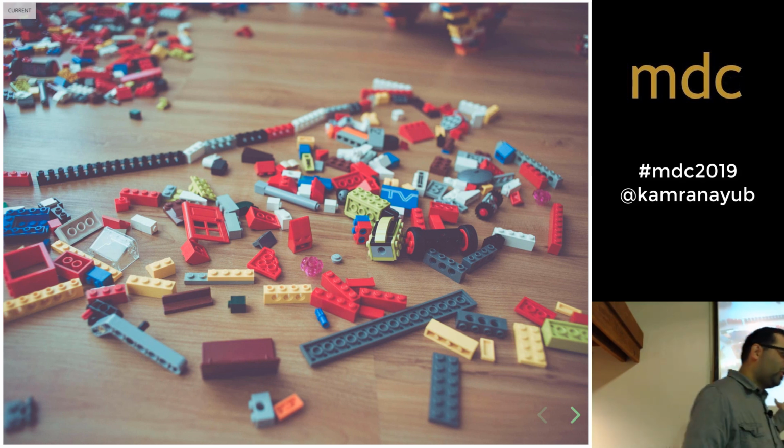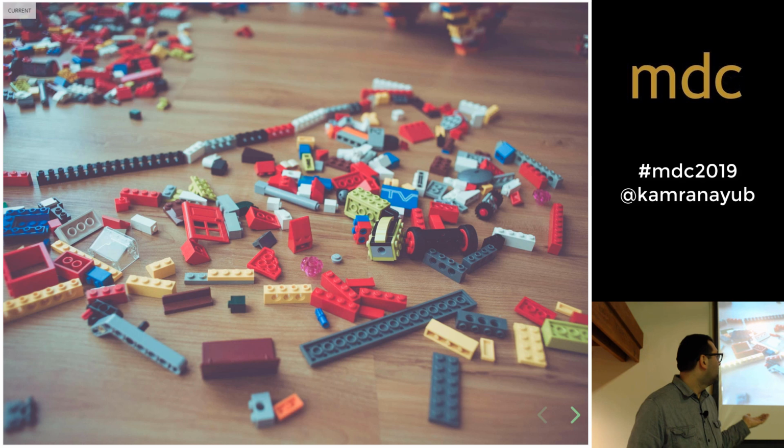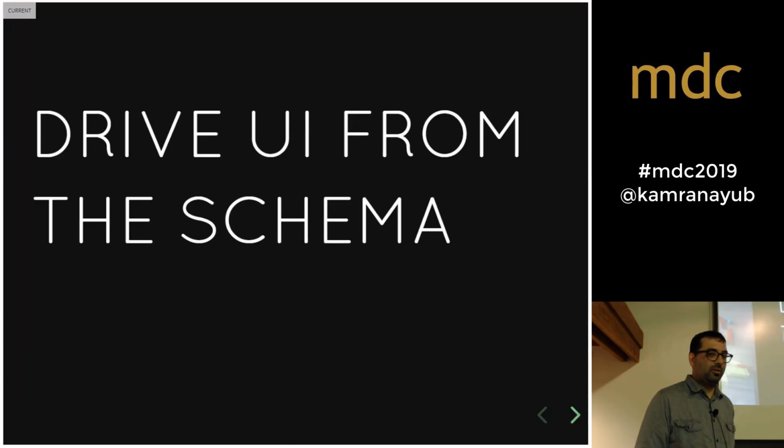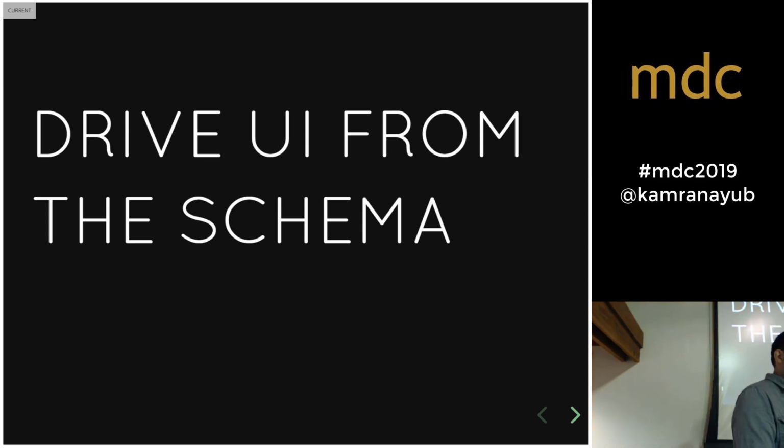Great. So I just showed you the end result. We have these building blocks. We've designed our schema, but like, how do we go from A to Z? How do we go from raw data from a database or external APIs and get that into the schema format? So that's the meat and potatoes step, which is to drive the UI from the schema.